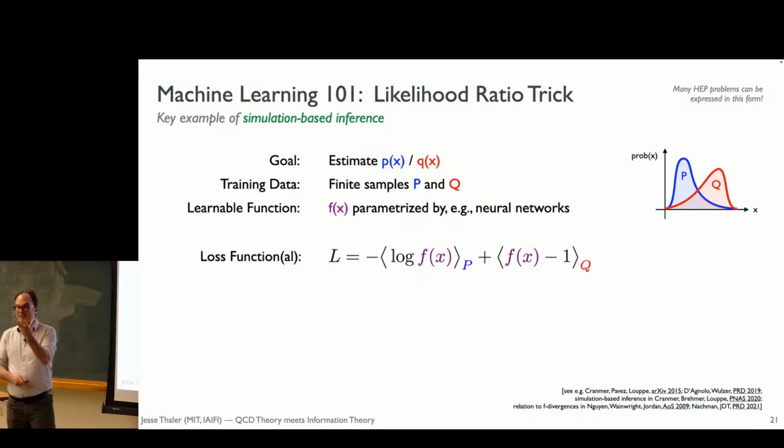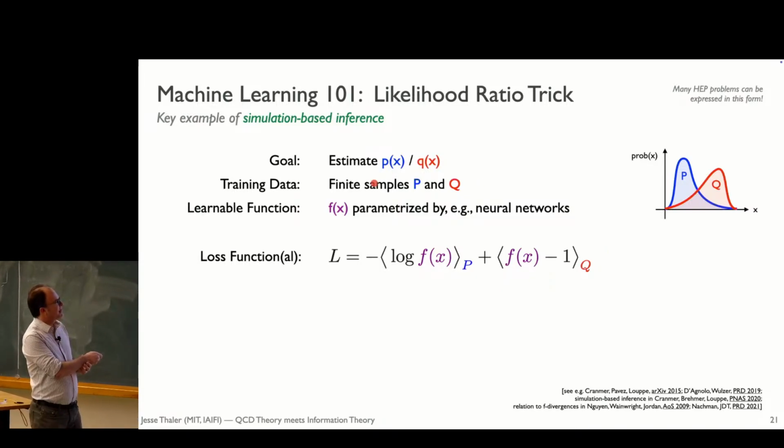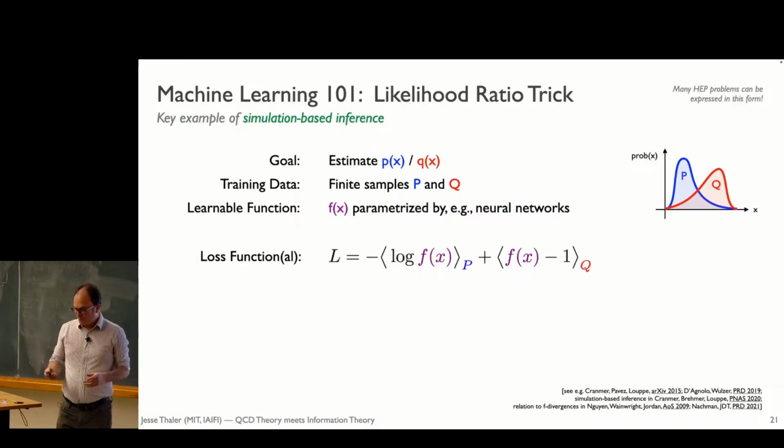If I see a given jet, I see a given X, a property, and I ask, is it more likely to come from P or Q? To do that, I need that ratio. The way a machine learning person would set up this problem is to build a loss function that depends on samples from P and samples from Q. I take f, which is some neural network, the details don't matter, and I try to optimize log of f averaged over the P sample and f minus 1 averaged over the Q sample.